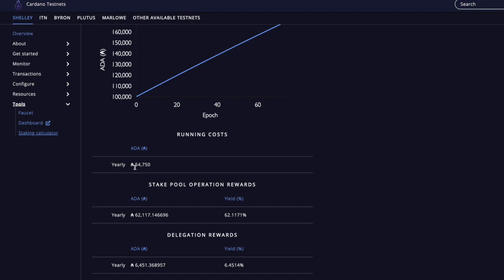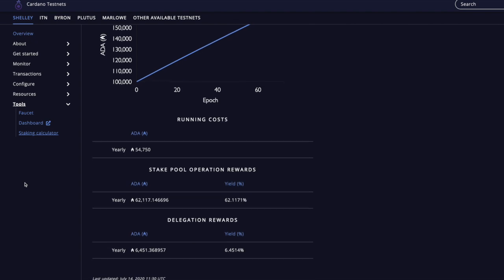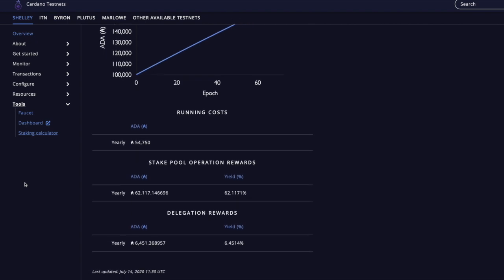Over the course of 1 year, we'd be earning about 54,750 ADA. The stake pool operation rewards are based on the margin fee that we had set, that 2% margin fee. Over the course of 1 year, and keep in mind this is considering that none of these parameters have changed over an entire year, so this is just an estimate, it's approximately 62,117 ADA, a yield percentage of 62%. That's considering that we've put in an initial 100,000 ADA, so that's where we get that 62% from.